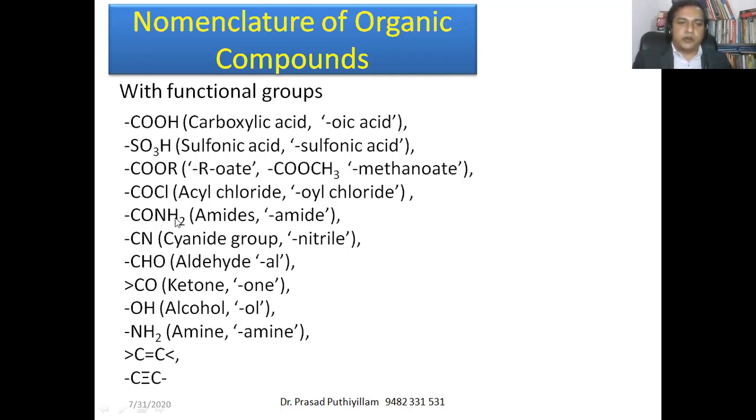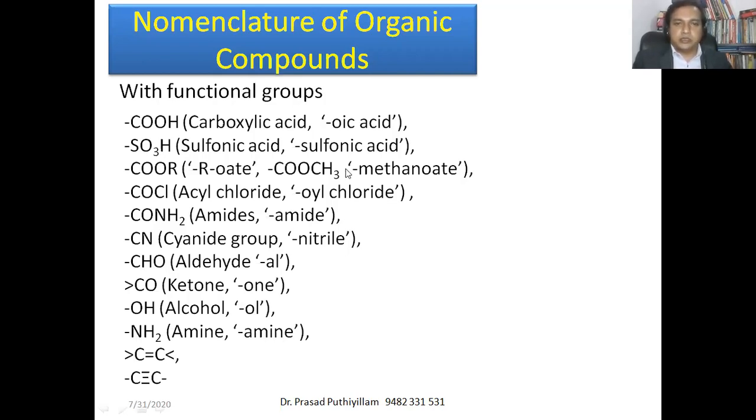This is the amide group, CONH2, therefore it is amide. For the cyanide group, we give a different name, that is nitrile. Aldehyde group, -al, we already saw. Ketone, that is -one. If the alcohol functional group is there, then at the end we give -ol. If the amine functional group is there, the suffix is -amine. Double bond, you know, that is -ene. Triple bond, you also studied, that is -yne.